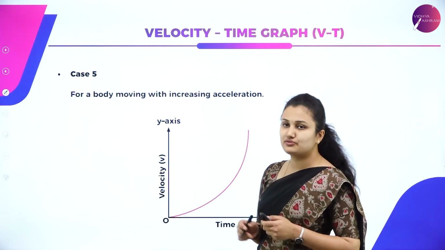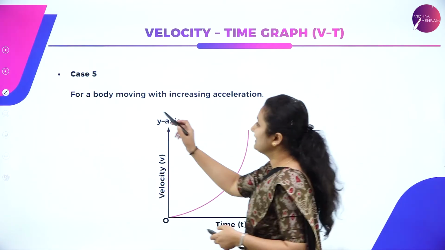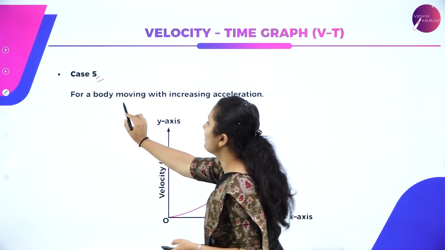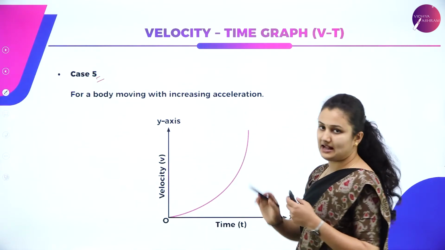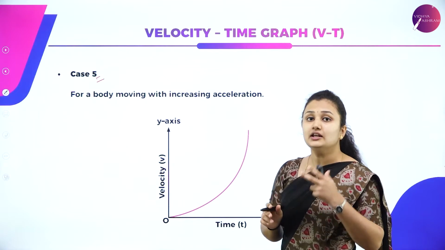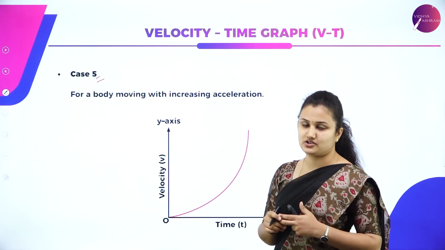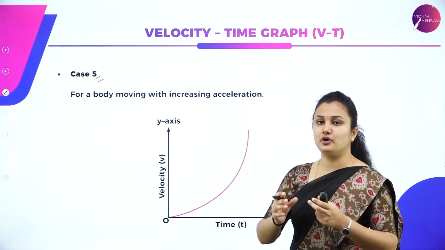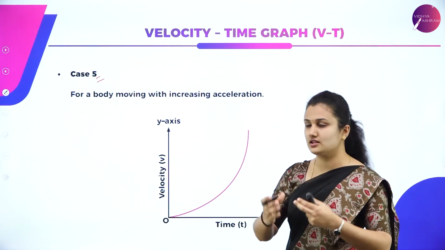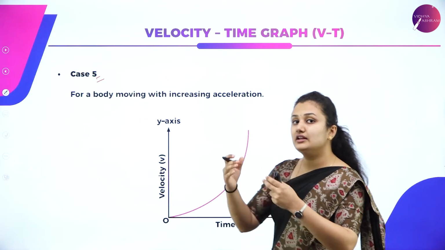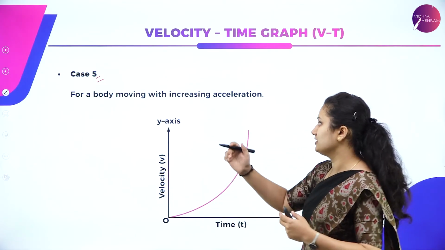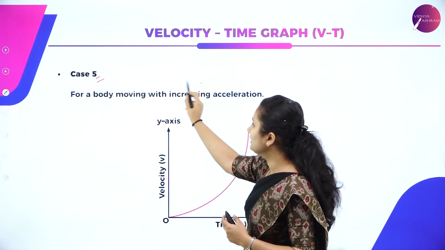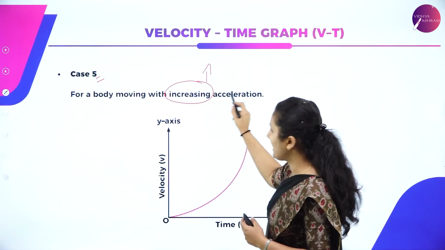Next you have case 5. What is case 5? Case 5 is for a body moving with increasing acceleration. So far we studied uniform positive acceleration and uniform negative acceleration. Now, apart from uniform, removing the constant, we have increasing and decreasing conditions. A body is moving with increasing acceleration.